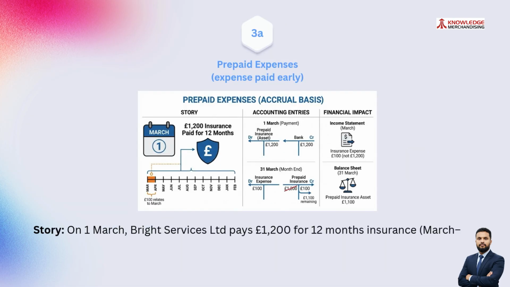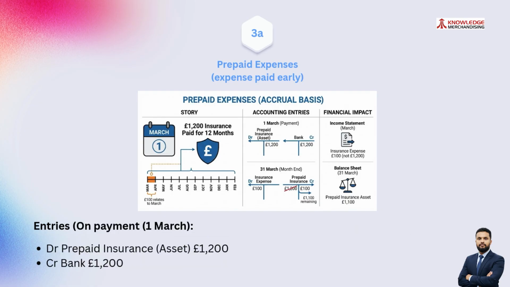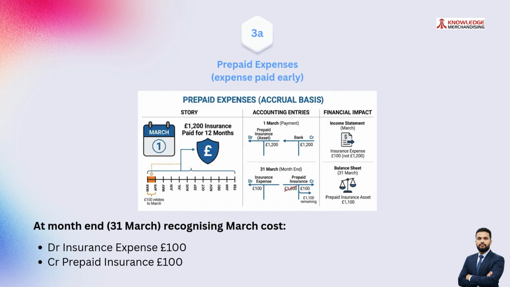On 1st March, Bright Services Limited pays £1,200 for 12 months insurance. Accrual logic. Only the portion that relates to this month is an expense. Monthly insurance expense, £1,200 divided by 12 equals £100. Entries on payment, 1st March, debit prepaid insurance asset £1,200, credit bank £1,200. At month end, 31st March, recognizing March cost, debit insurance expense £100, credit prepaid insurance £100.